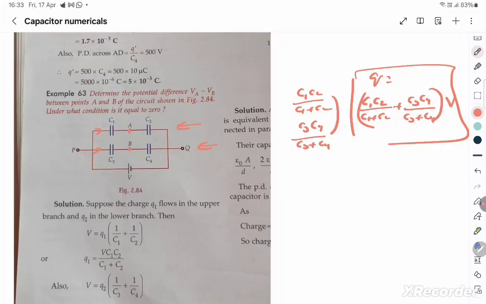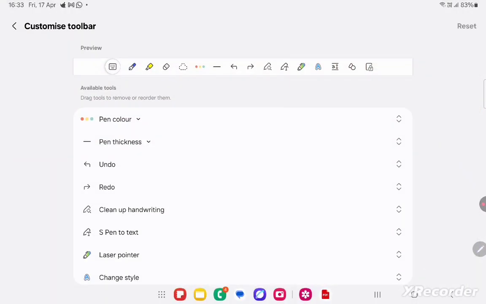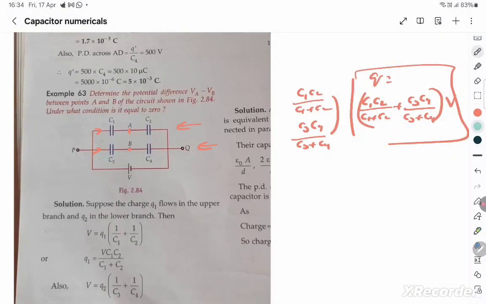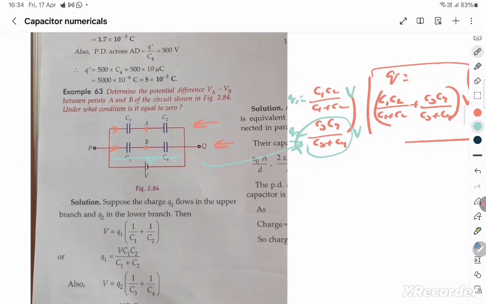Okay, so that gives you the total charge. But we don't need the total charge here because this row has got a voltage V, and you know the C equivalent for that row, and you can multiply it with V to get the charge through the second row and the charge through the first row. This has also got the voltage V. So this Q1 is going to flow through here, and you find the voltage across C1.